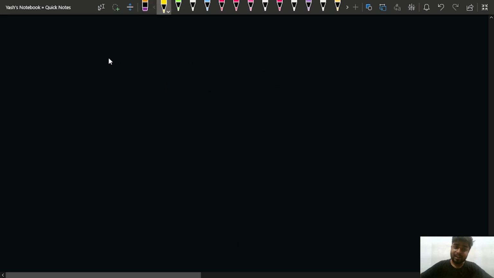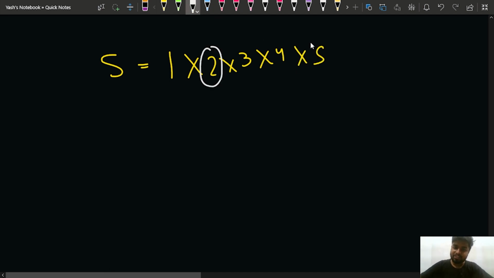Like if I have 5, so you will say 1 into 2 into 3 into 4 into 5, okay? So here you can see that one 2 is present and another 5 is present. So this will make a pair. Although 4 also contributes to 2, so in total three 2's are there, and one 5 is there, okay?